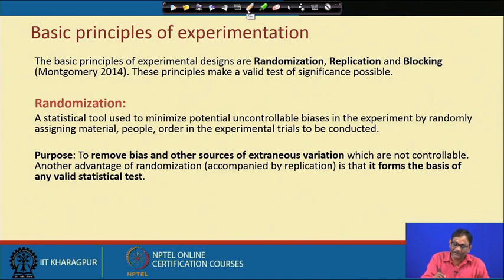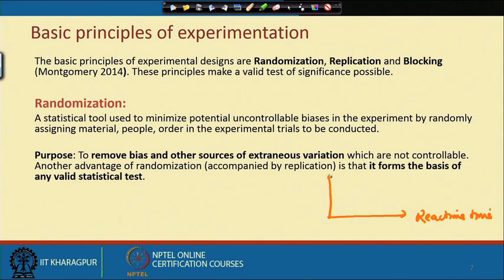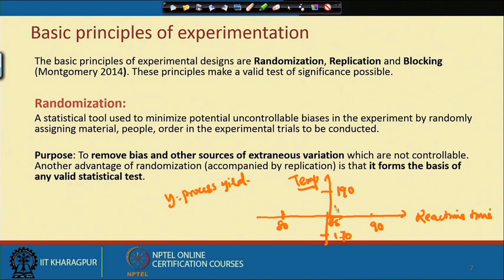Let us consider this example: the chemical process reaction time vis-a-vis temperature, and obviously we know that the output is Y, the process yield. For the time being, let us assume you are considering 80 minutes, 85 minutes and 90 minutes as the range for time, and for temperature 170, with 190 at the other end, and 180 in between. What does it mean? Suppose the operating range for the process is 80 to 90 minutes for reaction time, and 170 degrees Fahrenheit to 190 degrees Fahrenheit for temperature.